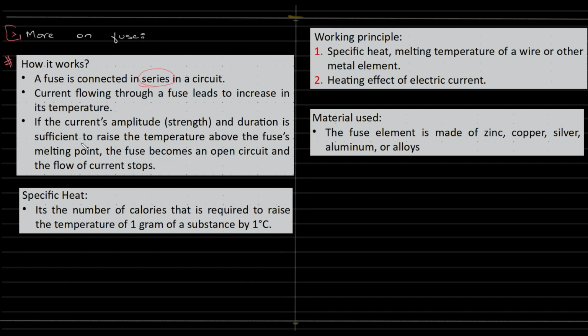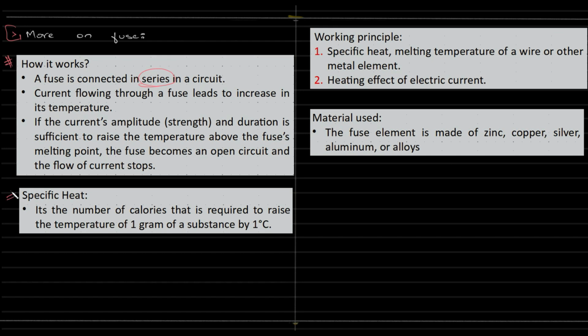Like any other device, here too, when you supply it with current, there will be a change in temperature of the given device. If the current's amplitude, that is the strength of the current, and the duration is sufficient to raise the temperature above the fuse's melting point, the fuse becomes an open circuit and the flow of current stops. So this is the funda. If I give a current above a certain limit and it is there for a fraction of a second, then the fuse will melt. That's the whole point of the fuse.